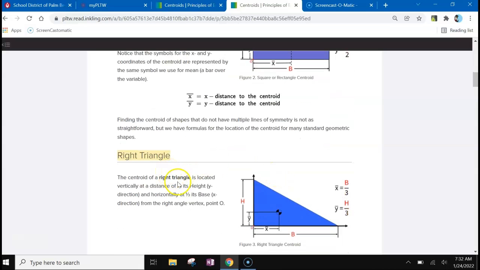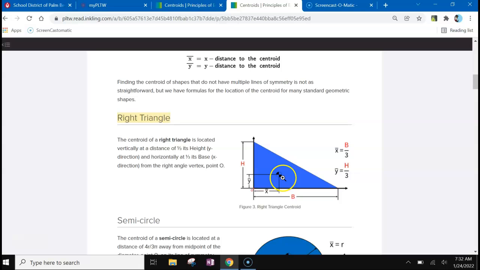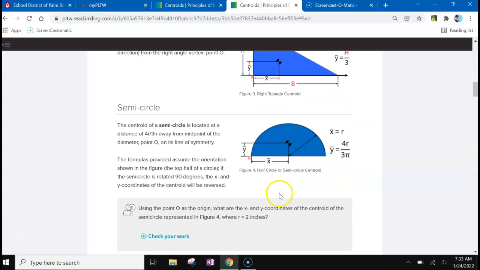Right triangle, very similar, except we're cutting it into thirds. Just be careful with your placement on these. Most people tend to move this up a little higher because they're still thinking about rectangles, but it's a third. So cut this into 3 equal segments, and then you've got y. Same with this. Figure out the base length, divide it by 3, and you've got x, and your centroid's right where they meet. Semicircle is how we break down a circle if we only have partial.